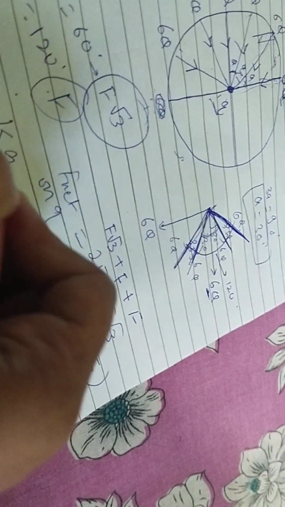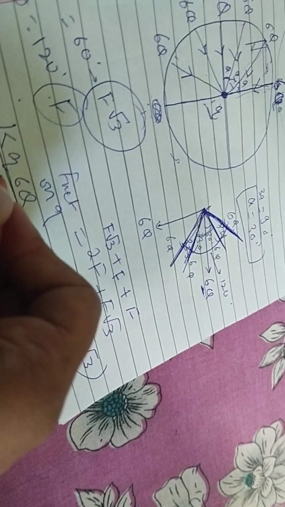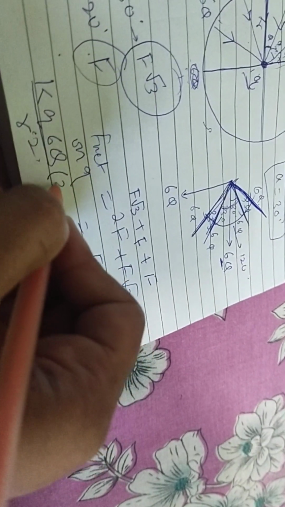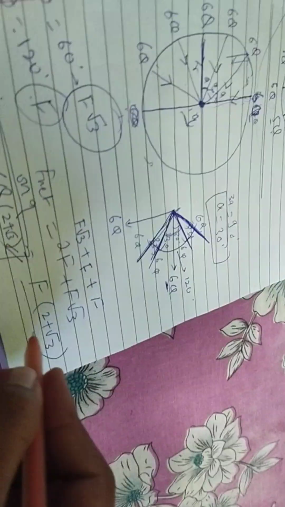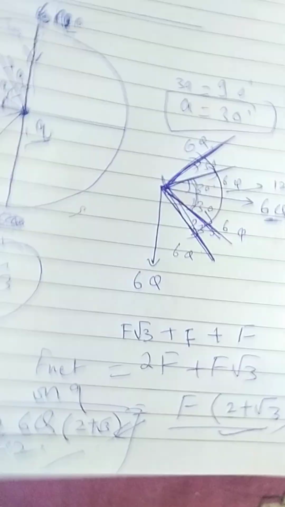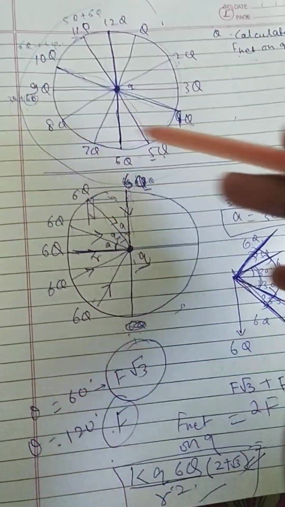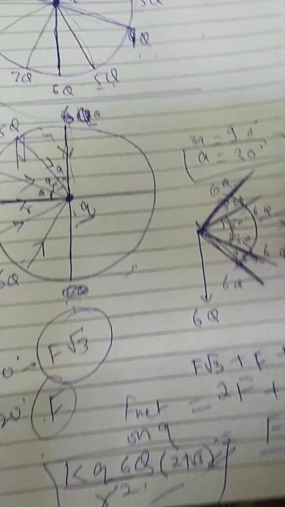K q into 6q by r square. You can give this r as the radius. r square into 2 plus root 3. So here is your answer. You can write this or you can write this. So this is a simpler version to solve questions of Coulomb's law. You can solve like this in the case of electric field also, in electric field intensity also, and many more questions.